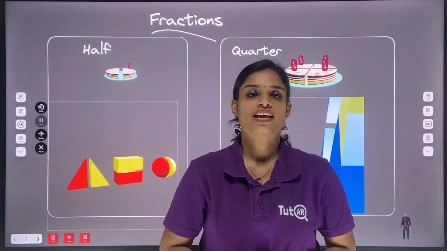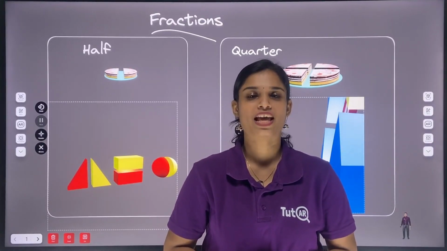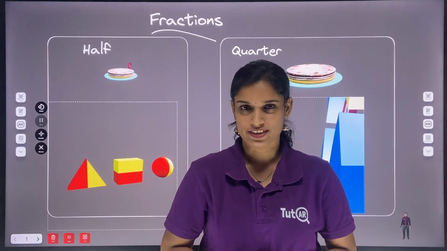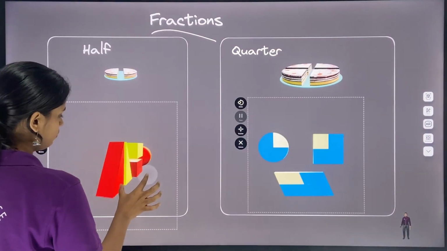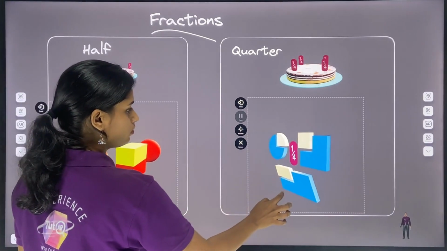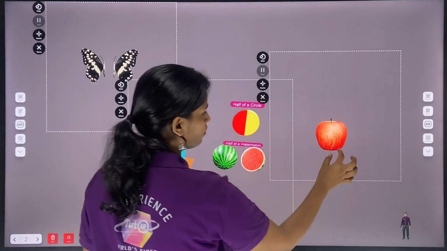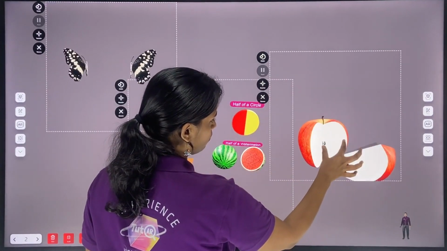Hello educators, let us explore how TutAR can bring fractions to life using interactive 3D models, making learning more visual and engaging. Start with models like halves and quarters to show how a single object can be split into equal portions. To make fractions relatable, use real-world models such as apple slices, helping students see numbers as parts of everyday items.